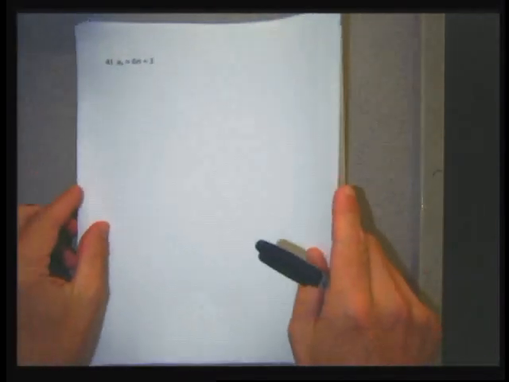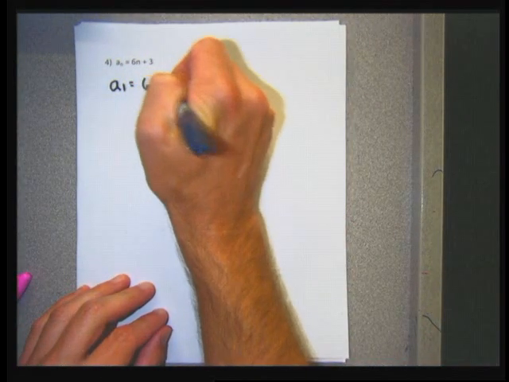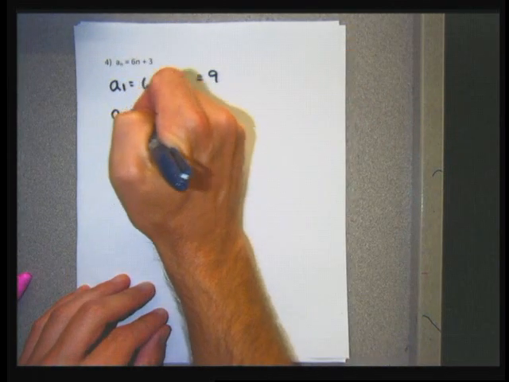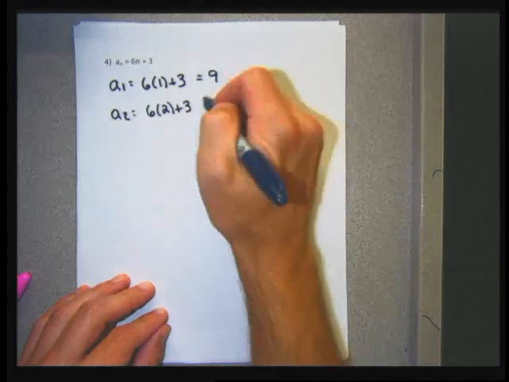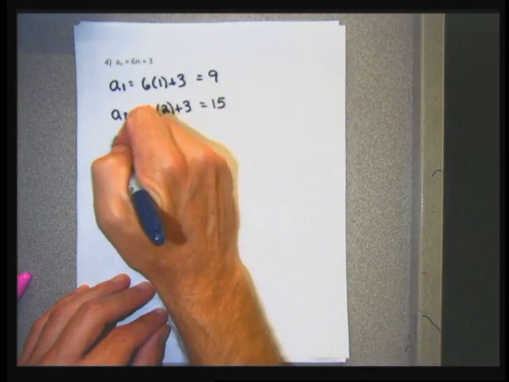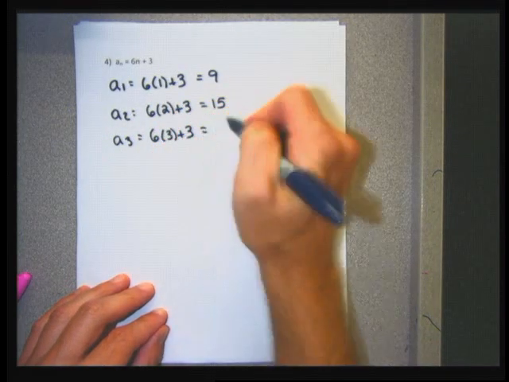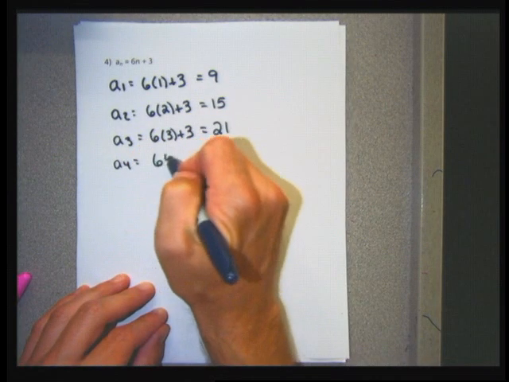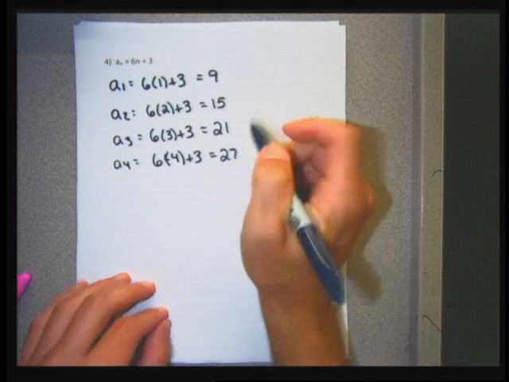So I'll do the same thing for problem 4. I'll list out the first four terms. The first term, a sub 1, is going to be 6 times 1 plus 3. That's 6 plus 3, which is 9. A sub 2, the second term, is going to be 6 times 2 plus 3. 6 times 2 is 12, plus 3 is 15. A sub 3 is going to be 6 times 3 plus 3, which is 18 plus 3, which is 21. And a sub 4 is going to be 6 times 4 plus 3, which is 24 plus 3, which is 27.